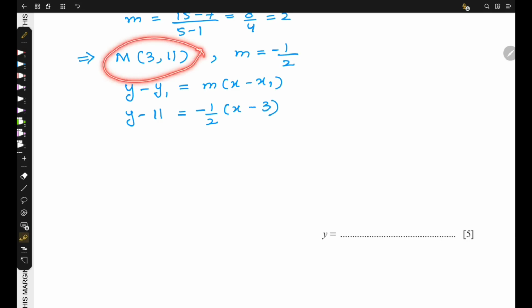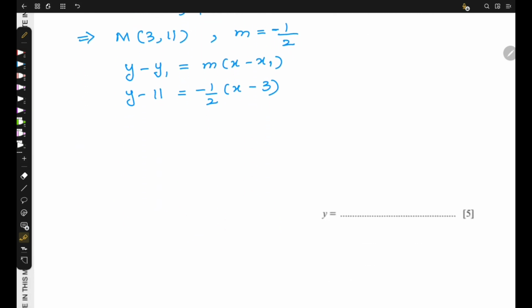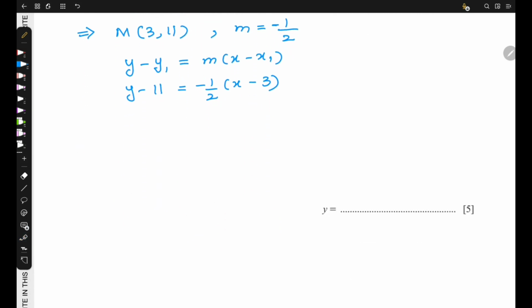This is x1, y1. Keep it in mind that we cannot use these 2 points because the perpendicular bisector doesn't pass through point A and B. It will pass through the midpoint of A and B.